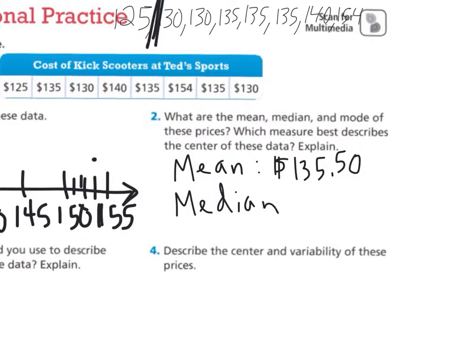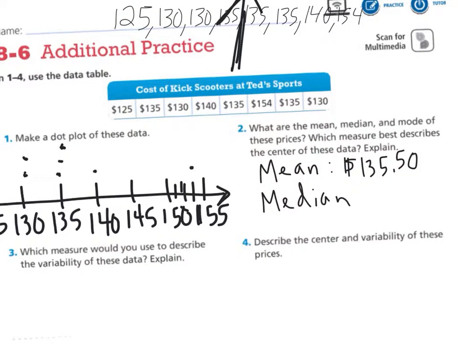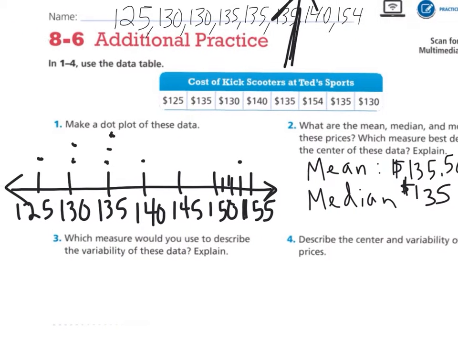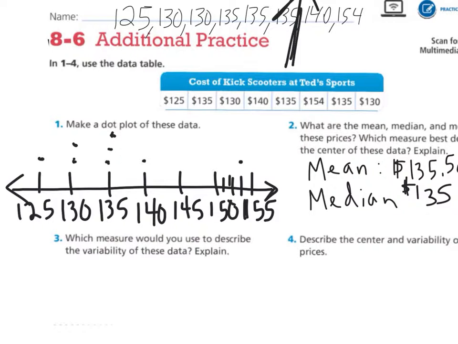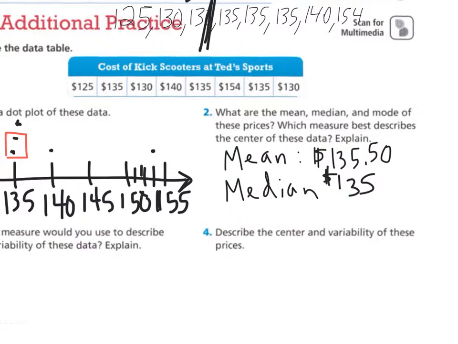The median is the one in the middle, if there's one in the middle. We had 8 numbers here, so we actually have 2 middle numbers. So it ends up that the median is $135 as well. In the middle, we actually have 2 135s, so average 135 and 135, you get 135. And then the mode, obviously, the one that happened the most often there also was 135.